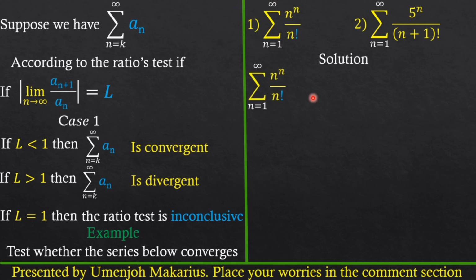The series is the sum from n equals 1 to infinity of n raised to the power n over n factorial. Let me give you an important hint. Questions of such kind will not tell you the method to use. But for the ratio test, an important hint: whenever you see a factorial, go ahead and give the ratio test a try.